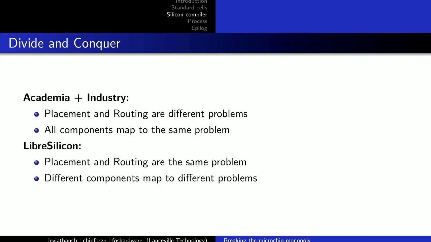So as you can see, we have many disagreements with academia and industry, which work very well together. For example, when you want to study semiconductor design, you have to sign some NDAs with IBM or Intel to do that. They say placement and routing, or floor planning and routing, are different problems, and they need to be solved at different times in the process. And then all the components, be they registers or NAND gates, are all treated the same. It only matters that the floor planning is done first, and then the global routing, then the detailed routing. What we propose is that place and route is actually the same problem, and that registers are different from full adders.